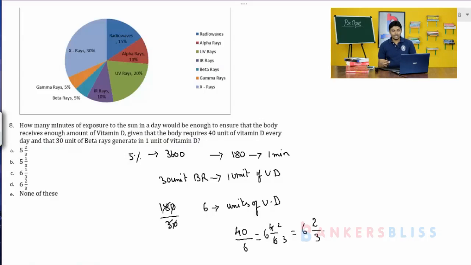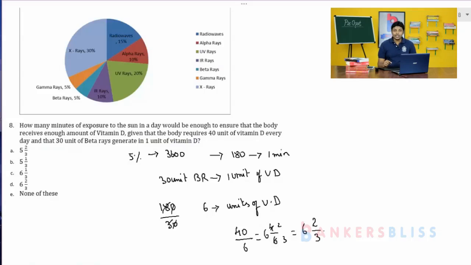5% of 3600 is 180, which means per minute we can receive 180 units of beta rays. But in the question they have given that 30 units of beta rays can generate 1 unit of vitamin D, so 180 divided by 30 is 6 units of vitamin D per minute.